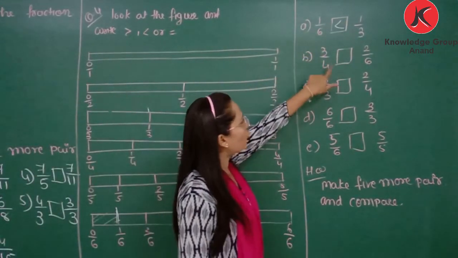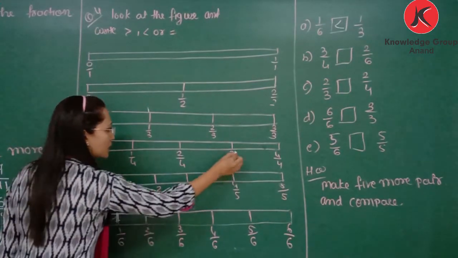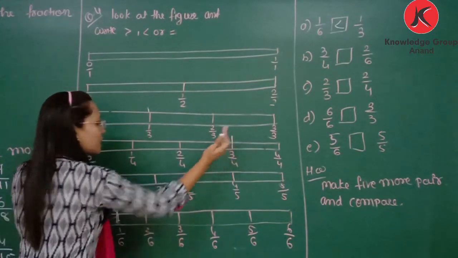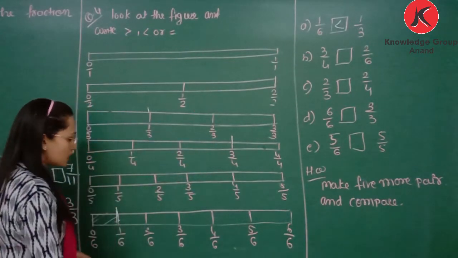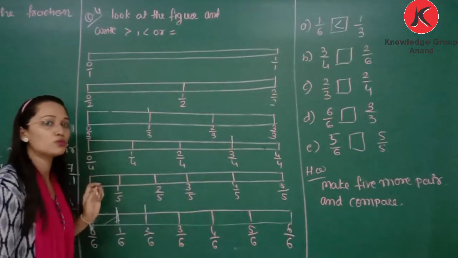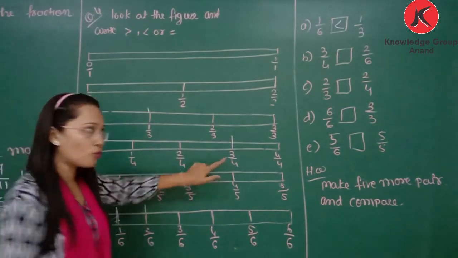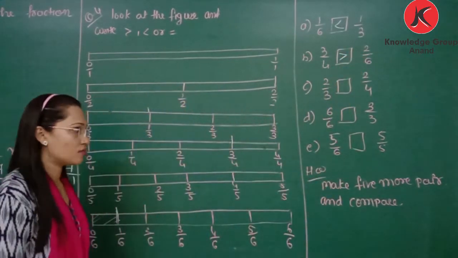Now 3 by 4, 2 by 6. Now where is 3 by 4? You can see it is here. So this much part is 3 by 4 and 2 by 6 is here. So this part is 2 by 6, 3 by 4 is here. Which one is greater? 3 by 4. So 3 by 4 is greater than 2 by 6.